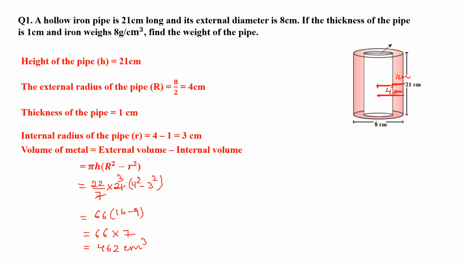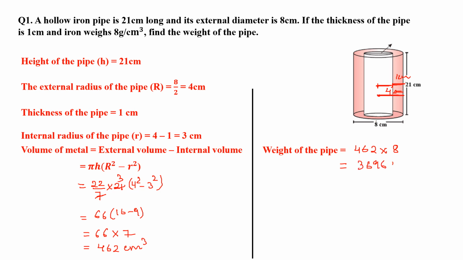But you have to find the weight of the pipe. So to find the weight of the pipe, you have to multiply this 462 with the weight of 1 centimeter cube, which is 8 gram. And if you multiply it, you are going to get 3696 gram. And if you want, you can give the answer in kilogram also. To convert gram to kilogram, you have to divide it by 1000, you know that, right? So it will be 3696 kilogram. So this is the weight of the pipe.